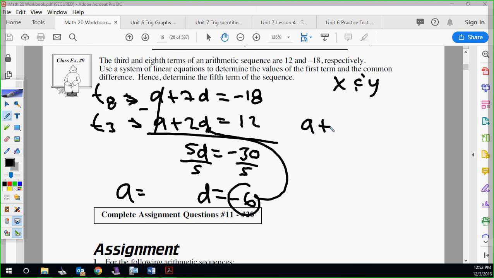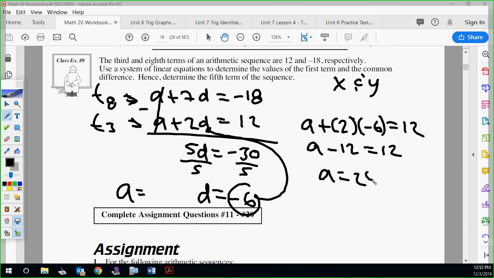A plus 2 times negative 6 equals 12. A minus 12 equals 12. A equals 24. My first term is 24. So that's us just using, again, a system of equations to solve these as well, because they are linear equations. Okay, we'll stop there for the video.